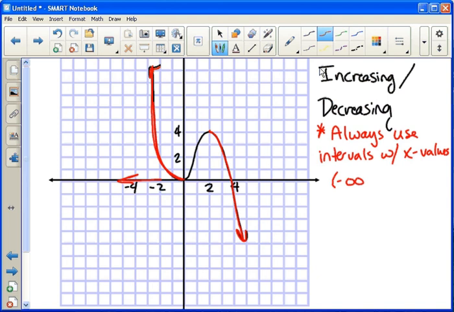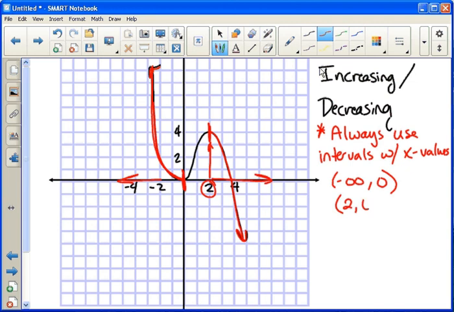And for these, we just always use parentheses, because right at those spots where it changes, it's neither increasing nor decreasing, so we'll just use parentheses. Okay, then it picks up and decreases again, starting at x equals 2. So notice I'm using x values, x equals 2, and then as far right as I can possibly go, so to infinity. So it also decreases there. So it decreases from negative infinity to 0 and from 2 to infinity.